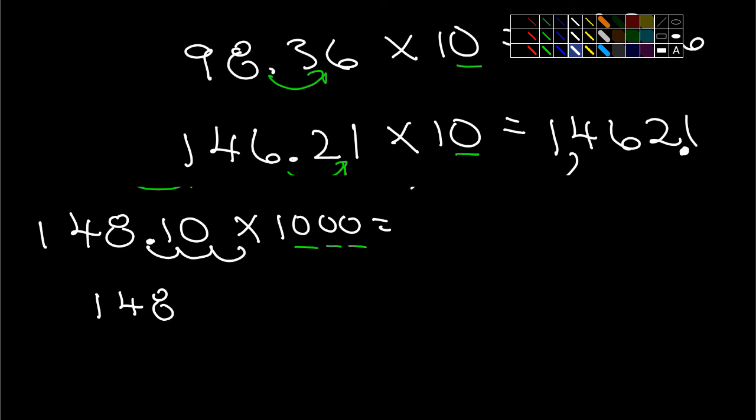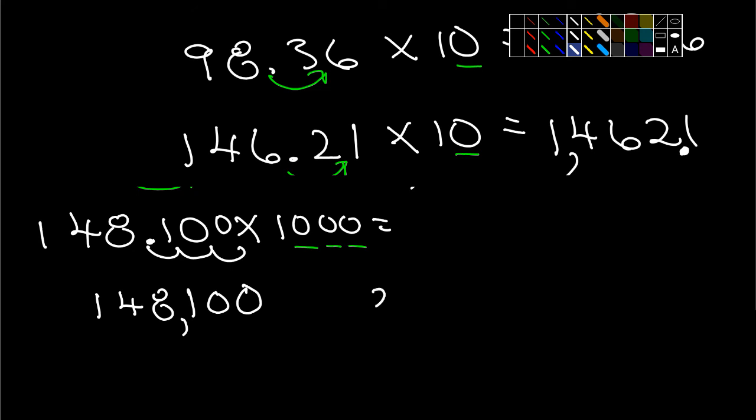That means I have to add in a 0. So it would become 148. And then I'm going to put 1, 0, and there's that 0 I added. So 1, 2, 3, so it becomes 148,100. So if you don't have the numbers, you just add zeros. And that was great. I love that you asked me that. So I'm going to do another one here. What if it was 2.3 times 10,000?